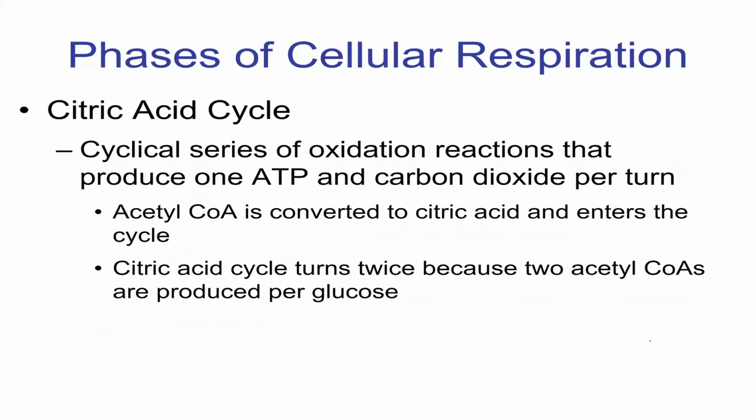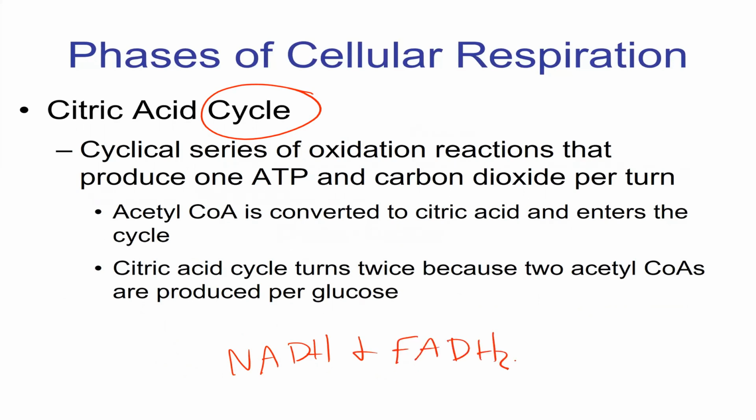In the next one, the citric acid cycle, it is a cycle, so it's going to repeat itself. Whatever it starts with, that's what it finishes with. And the main thing that we're going to get out of this are going to be our electron carriers. So NADH and FADH2 are our main products that we're going to get from the citric acid cycle. Again, I'll talk about how we get those products in the next video.